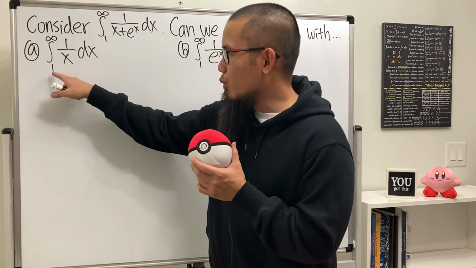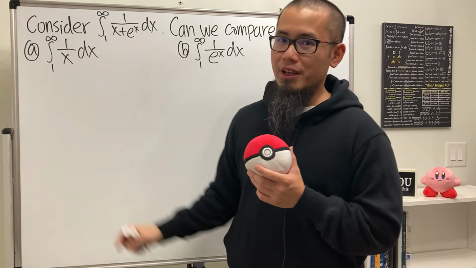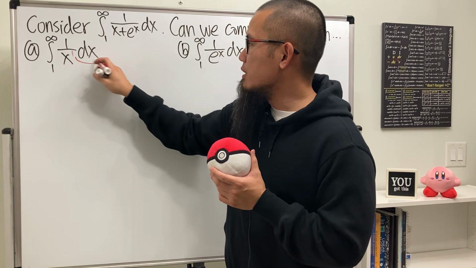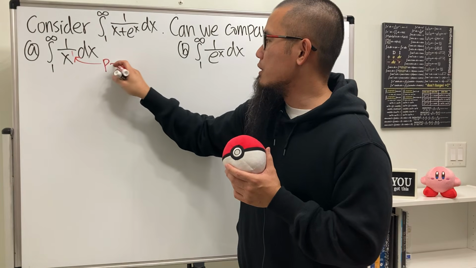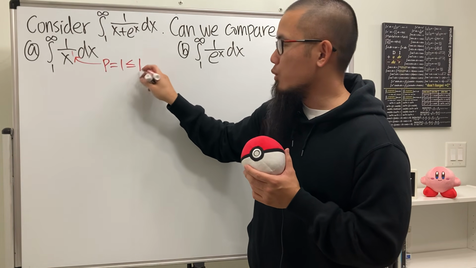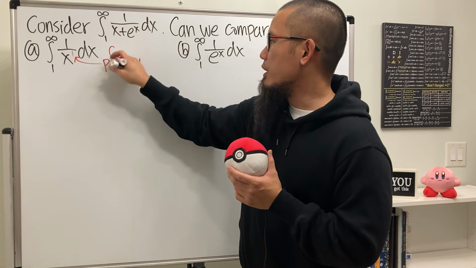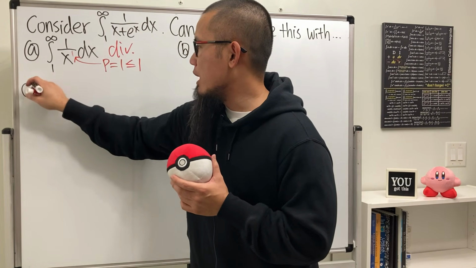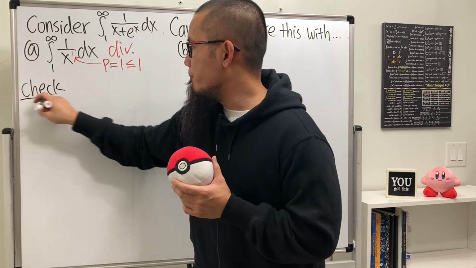For the first one, integral going from 1 to infinity of 1 over x. This is the same as saying 1 over x to the first power. So we know this is the p integral test, with p equals 1, which is less than or equal to 1. So we can say this right here diverges. Now, this is the check that we are going to do. Let's write that down right here.